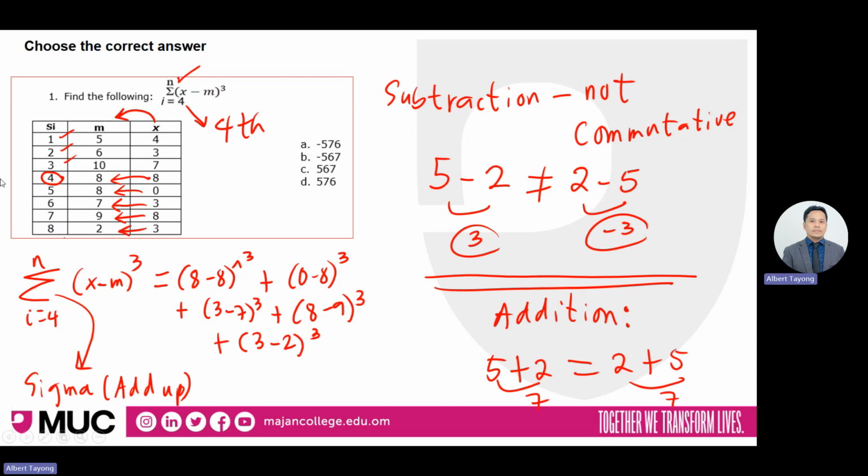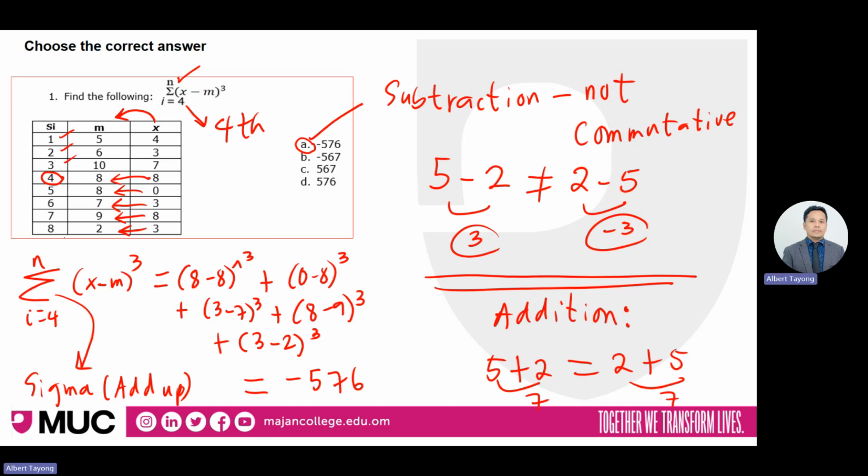Okay, so we cannot reverse the order. We cannot have 8 minus 0. 8 minus 8, there is no problem because the numbers are the same. But here we cannot change. Here we have 3 minus 7, and 8 minus 9, and 3 minus 2. So in your calculator, the answer is equal to negative 576. So the answer here is A, right? So that is how to answer this question.